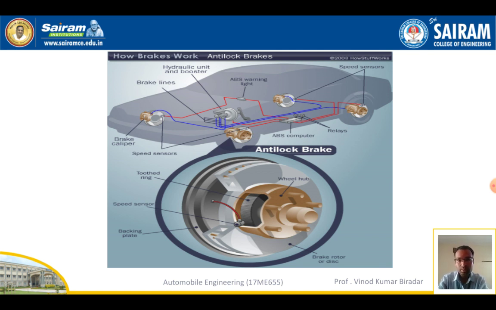So sensors are fixed on all four wheels and connected to the electronic control unit. Now take one example, this wheel hub. Inside there is a tooth ring, and the hub will be there. As the car is moving, this is connected with an electric wire.